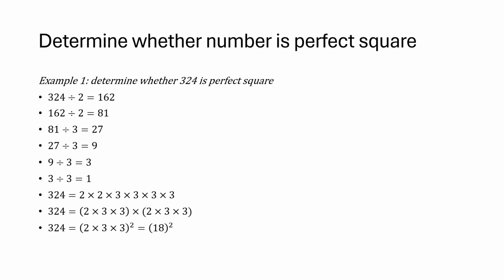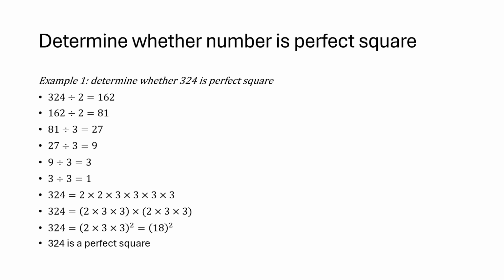So we can express 324 as (2 times 3 times 3) squared, because squaring is the multiplication of a number by itself. So finally we get 18 squared. From here we know that 324 is a perfect square, because it can be expressed as 18 times 18, which is 18 squared.